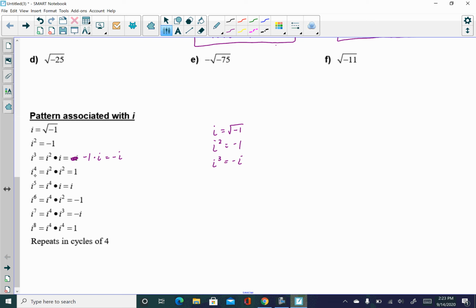And then let's look at i to the 4th. I to the 4th, would you agree I could write that as i squared times i squared? So think about that.